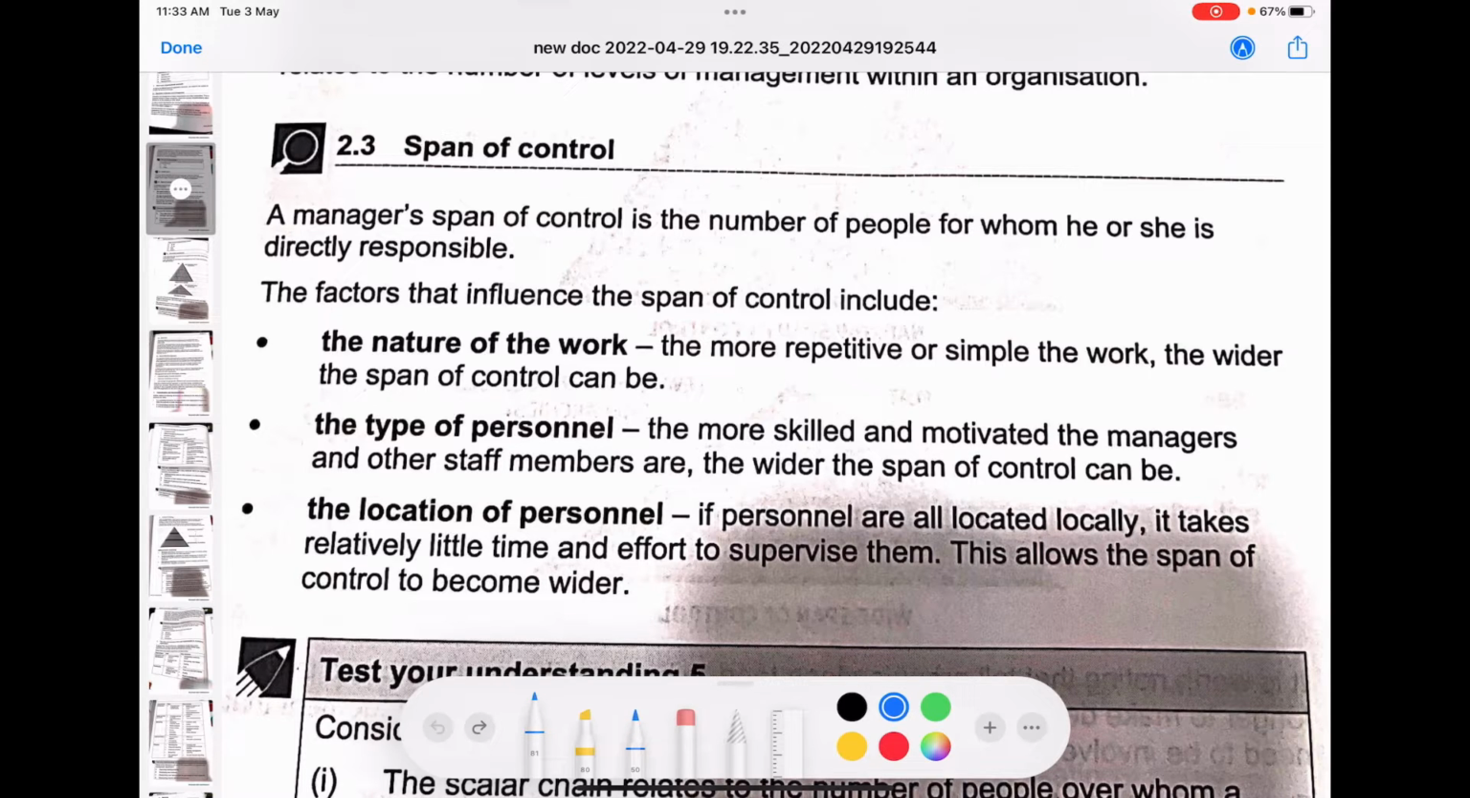A manager's span of control is the number of people for whom he or she is directly responsible. So what are the factors of the span of control? Okay, let's do this.